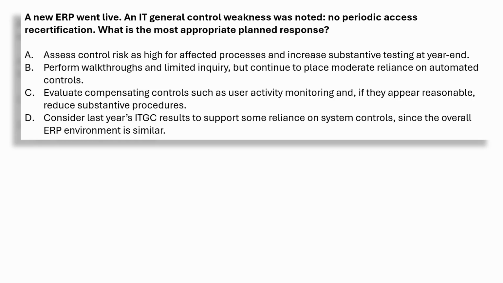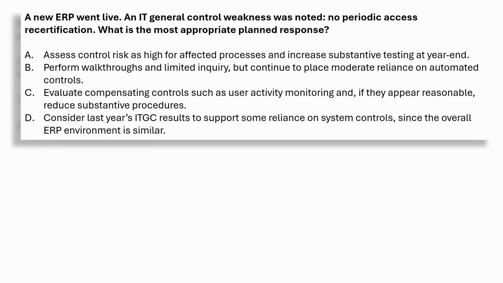Option C. Evaluate compensating controls, such as user activity monitoring, and, if they appear reasonable, reduce substantive procedures. Tempting, but weak. Unless I thoroughly test those compensating controls, and they're strong, I can't just reduce substantive procedures. This is too casual for the risk.